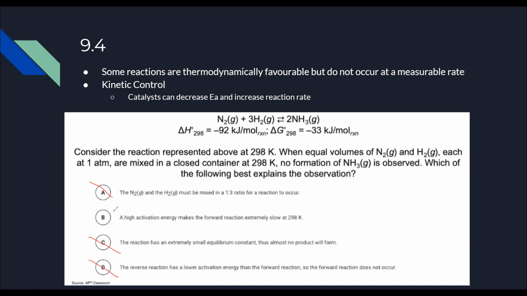That's not true either. And so B, a high activation energy makes the forward reaction extremely slow at 298 Kelvin. That's the best one, as delta G is negative, so it's thermodynamically favorable. So it's under kinetic control, and in order to remove that, you have to add a catalyst. So B is the best choice that we have.